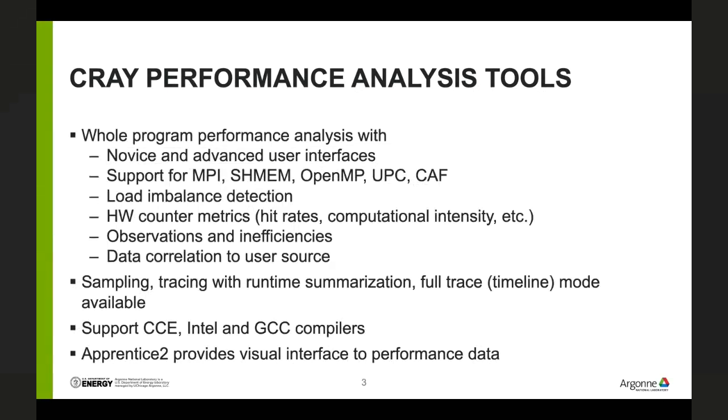One of the confusions about CrayPat is that people think it works only with the Cray compiler, but that's not true. For CrayPat, you can use the Cray compiler, which is CCE, or you can use the Intel compiler and GCC compiler on Theta. On other systems, you can also use the PGI compiler or ARM compiler for this profiling. And again, the Apprentice tool provides a visual interface to performance data.